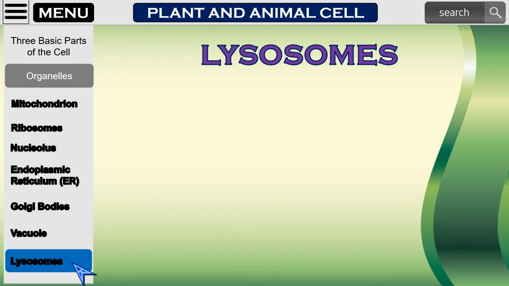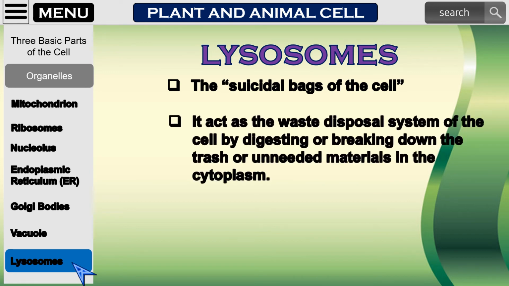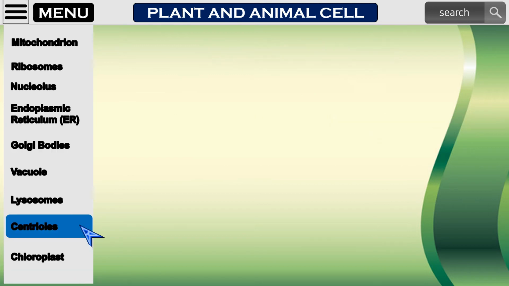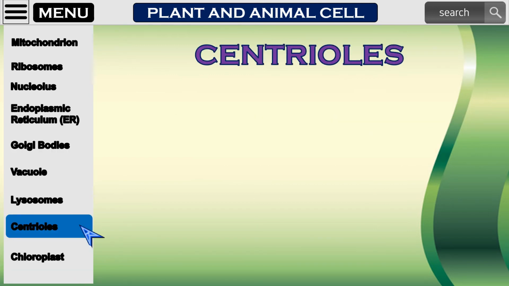Lysosome is the next organelle. Lysosome is known as the suicidal bag of the cell. Lysosome acts as the waste disposal system of the cell by digesting or breaking down the trash or unneeded materials in the cytoplasm. The next organelle is the centrioles.